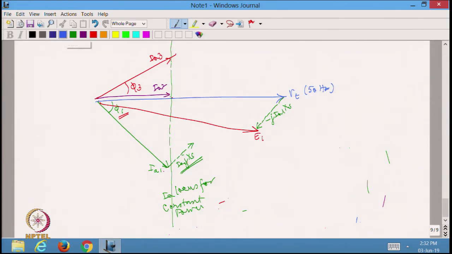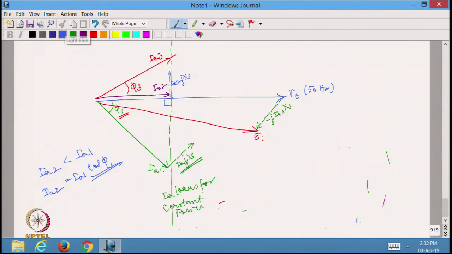Let me try to draw this corresponding to IA2 now. If I look at IA2, I have to draw perpendicular to this, which will be actually IA2 times jXS. I want you to notice that IA1 is much longer than IA2 because this is like the hypotenuse of this right angle triangle, whereas this is the adjacent side of this right angle triangle. Obviously, I am going to have IA2 much less than IA1 because IA2 happens to be IA1 cos phi 1. Cos phi 1 definitely has to be less than 1. So, I will have IA2 less than IA1.